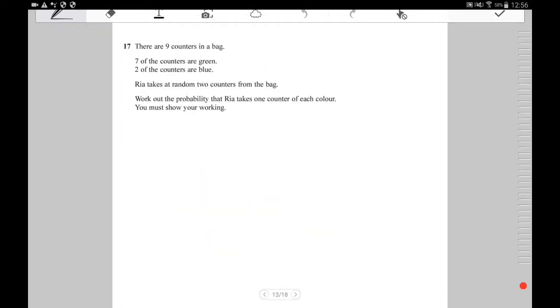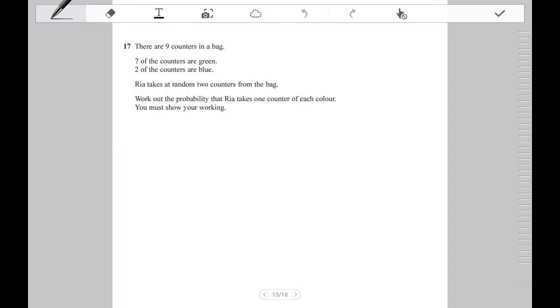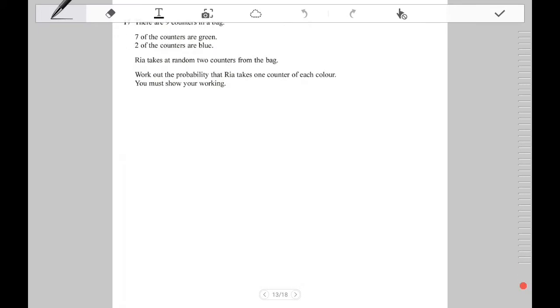Okay, so question 17 states there are 9 counters in a bag. 7 of the counters are green, 2 of the counters are blue. Ria takes out, I think it should say takes out. Oh, I see. Ria takes at random 2 counters from the bag. Work out the probability that Ria takes 1 counter of each color. You must show your working.